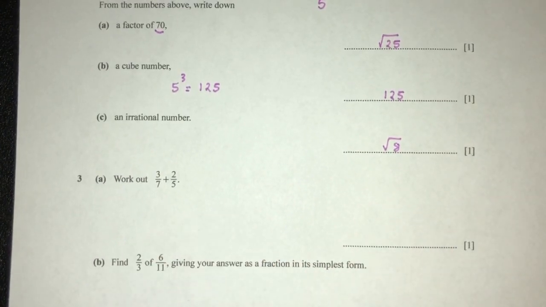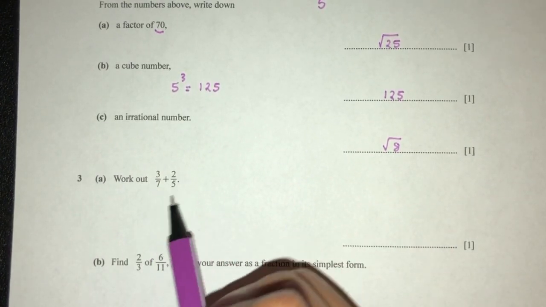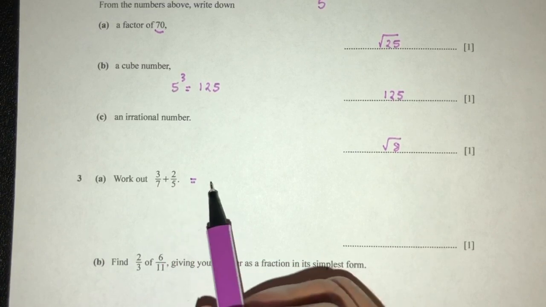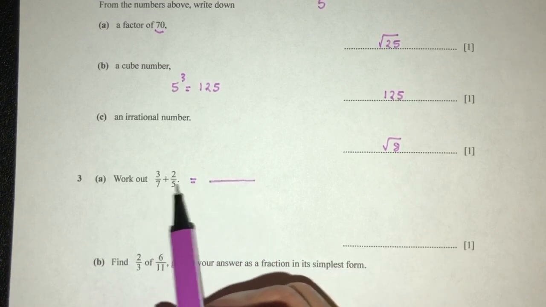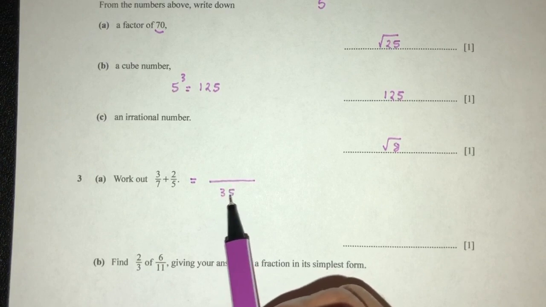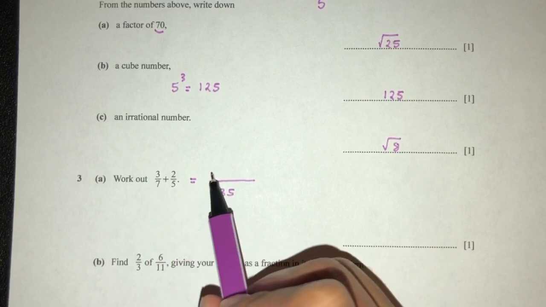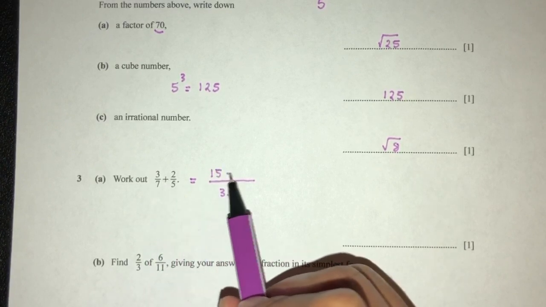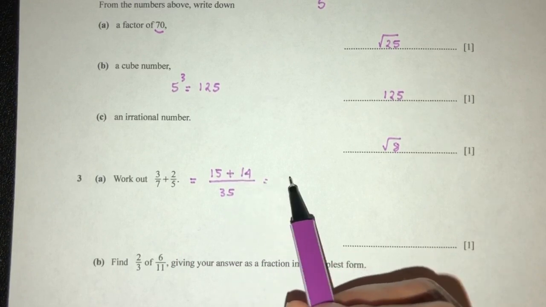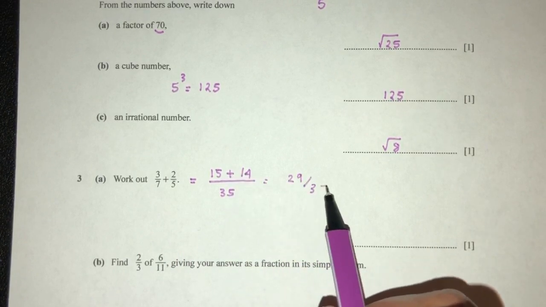Now for this one, we have to work out this one. Here we have fractions, and the bases are different. We have to make them become the same, so we multiply them by each other. You will have 35. Then we cross multiply. So 3 times 5 is 15. Here we have plus, that will be 14. That will be 29 over 35.